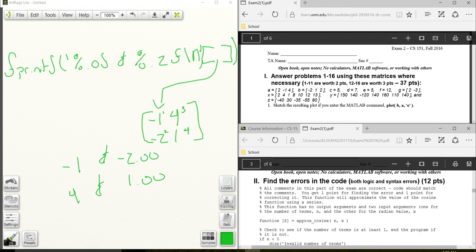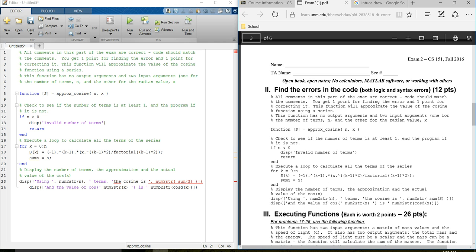And this is going to be fun. So let's get back to finding the errors. I think the best bet is to just start reading. All comments in this part of the exam are correct. Code should match the comments. You get 1 point for finding the error and 1 point for correcting it.